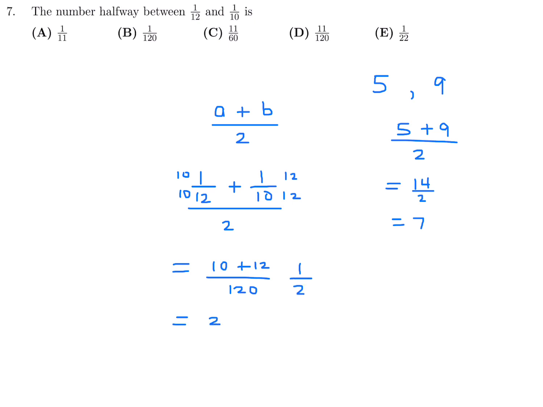So that's 22 over 240. In lowest terms, 11 over 120. And that's it. Number 7, the answer is 11 over 120, which is choice D.